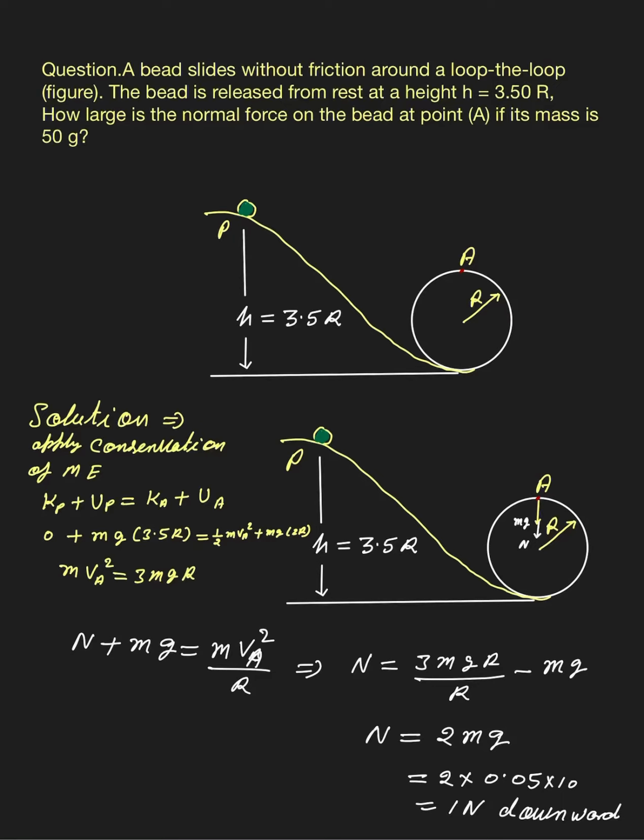Now our motto is to determine the answer to the question: a block slides without friction around a loop, as in the figure. The block is released from rest at height h, which is given. How large is the normal force on the track at A?